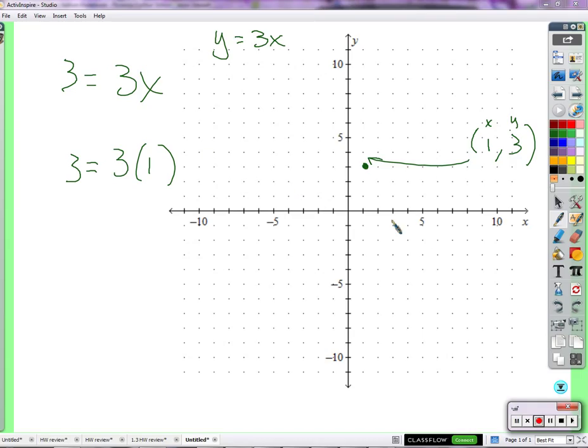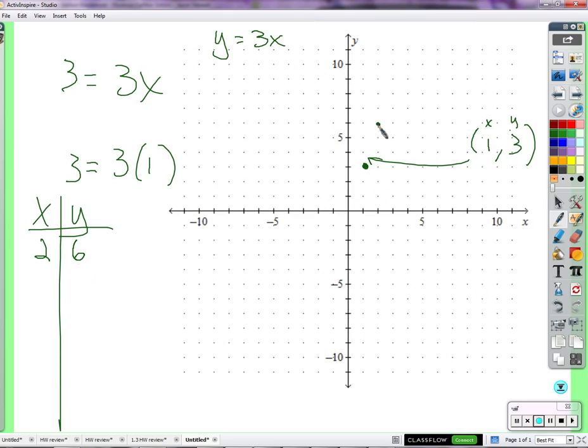Okay, let's grab some points from all of you. Who's got another point? Kyler? Positive 2 and 6. So, x is 2 and y is 6. I don't want to say 2x, because 2x sounds a little bit tricky, like you're saying 2 times x. So x is 2 means y is 6.